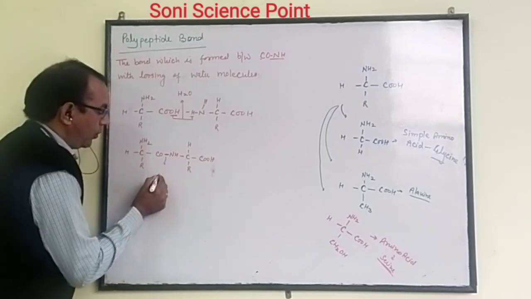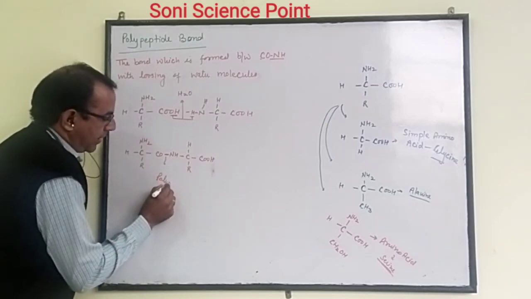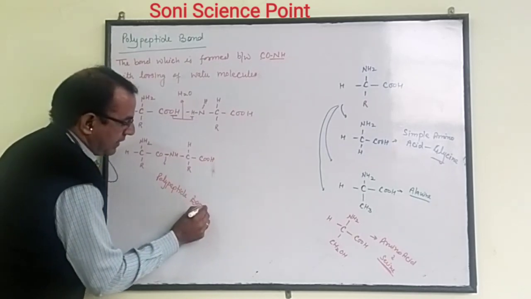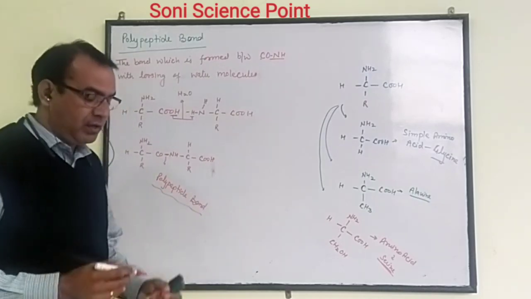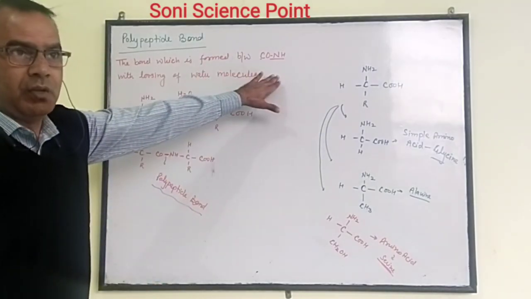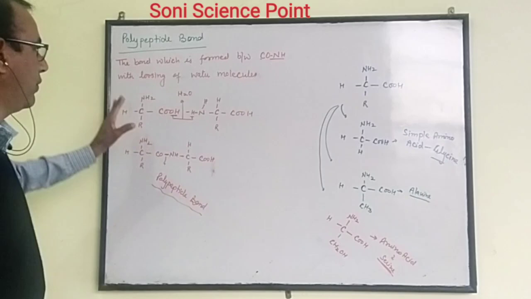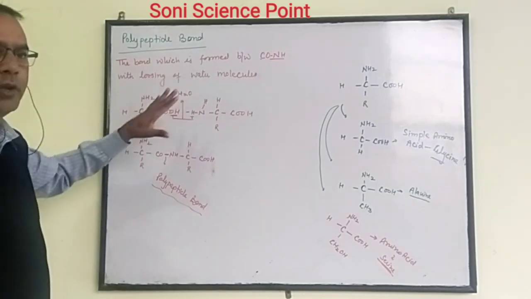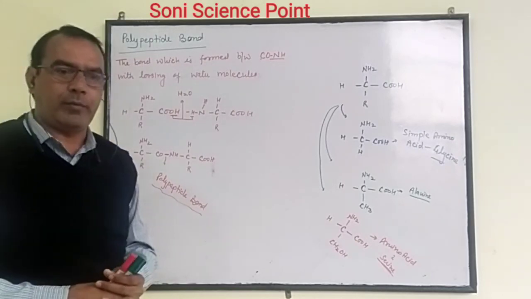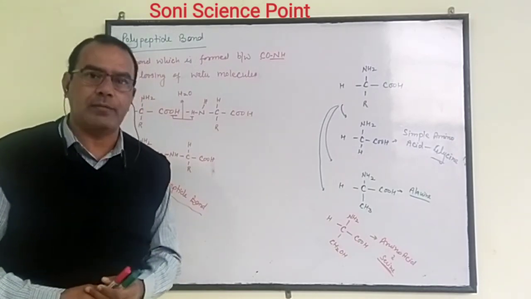This bond is known as a polypeptide bond. So what do you mean by a polypeptide bond? The bond which is found between the ketone group and the NH group, while forming a long chain of amino acids with the loss of one water molecule, is known as a polypeptide bond. Next time we will discuss another type of biomolecule.